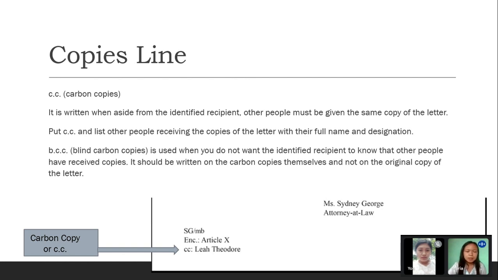While the blind carbon copy is used when you do not want the identified recipient to know that other people have received copies. It should be written on the carbon copies themselves and not on the original copy of the letter. Below is the example, CC or carbon copies, Leah Theodore.